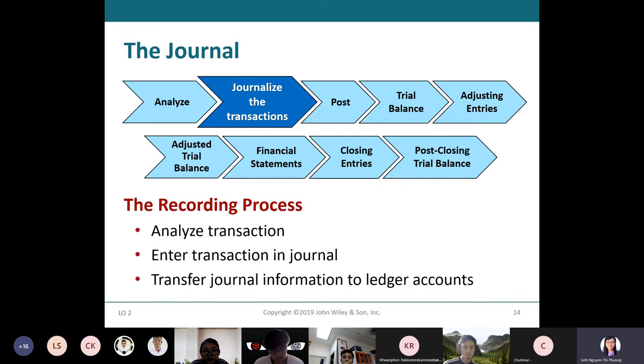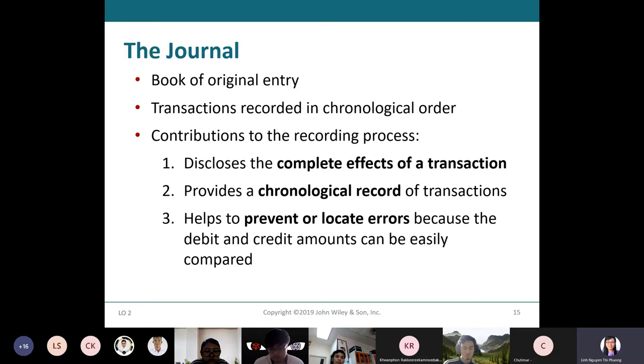Now, when you hear the word journal, what does it mean? Does anyone here write a diary? Do you write a diary every day? Does anyone write a diary? Okay. So a journal is similar to a diary, but this is a diary for the business.